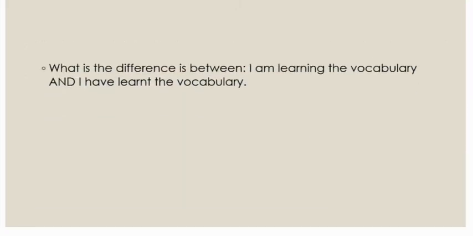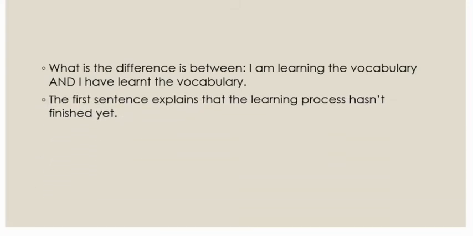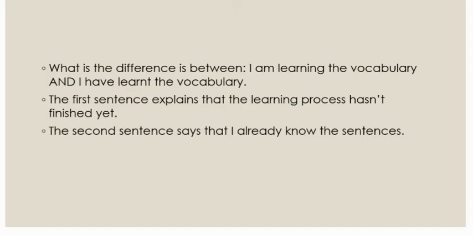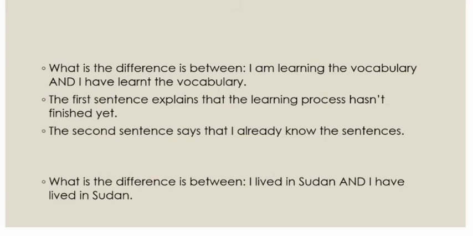So what is the difference between these 2 sentences? I am learning the vocabulary, and I have learnt the vocabulary. In the first sentence, it explains that the learning process hasn't finished yet. I am learning, so I'm still in the process of it. The second sentence says that I already know the sentences and I'm done with learning. I have learnt. So this very subtle difference gives us completely different meanings.